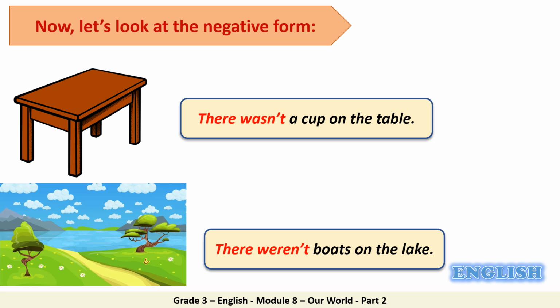Now, notice the words in red. There wasn't and there weren't. What can you notice about them? Excellent job! There wasn't is the negative form of there was, and there weren't is the negative form of there were. Fantastic job, my dears.